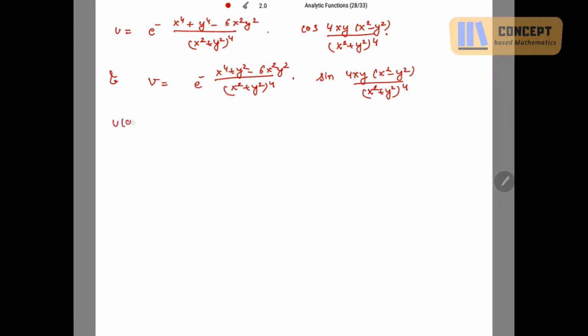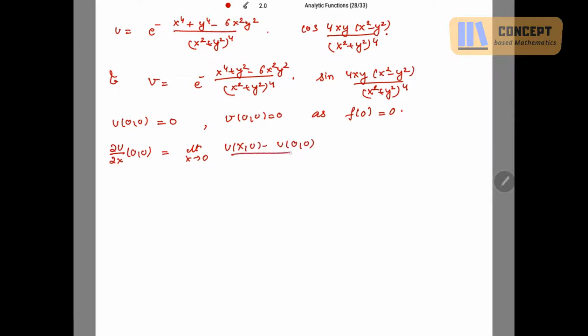Now, your function at the origin is 0. Now checking the CR equations. What is ∂u/∂x at the origin? This is limit x tends to 0 of u(x,0) minus u(0,0) over x, which is equal to limit x tends to 0.